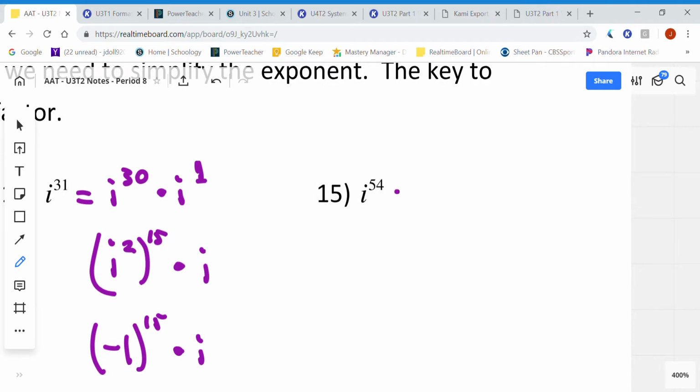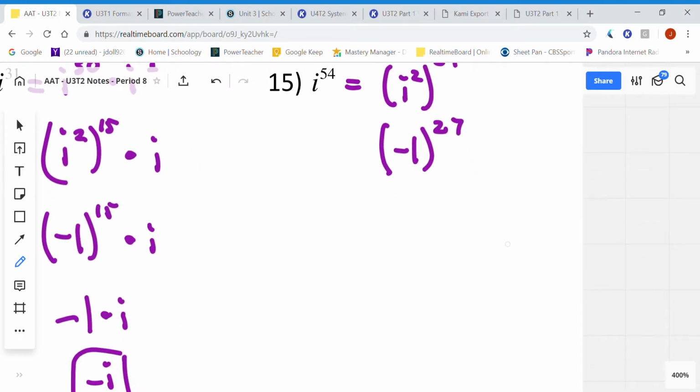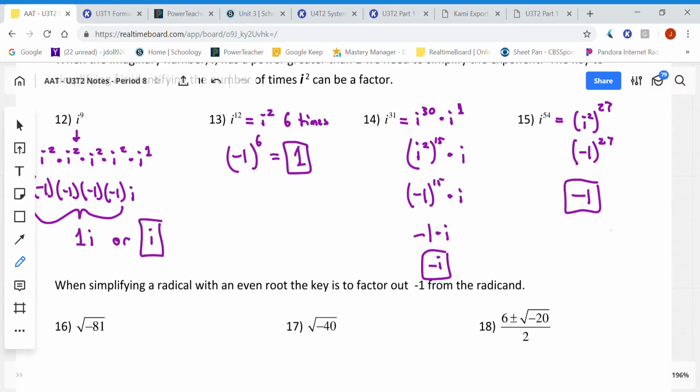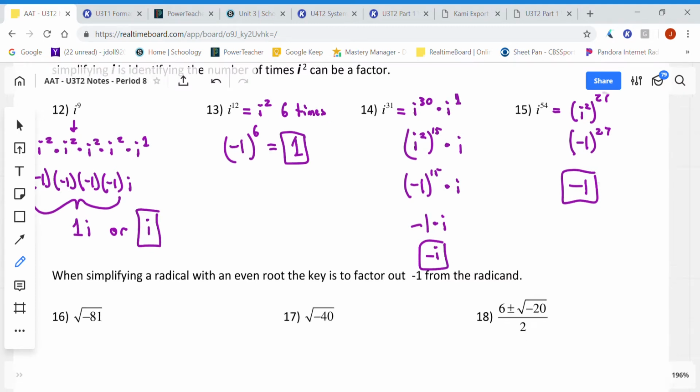Last one here, 54. All right, so I can write this as i squared 28 times, right, because half of 54 is, not 28, how about 27 times? i squared is actually negative 1, and negative 1 multiplied by itself 27 times, because 27 is odd, will simplify to just negative 1. All right, when you simplify the imaginary number with an exponent that's greater than 1, you will always end up with one of these 4 answers as your simplified expression: positive i, negative i, positive 1, or negative 1.